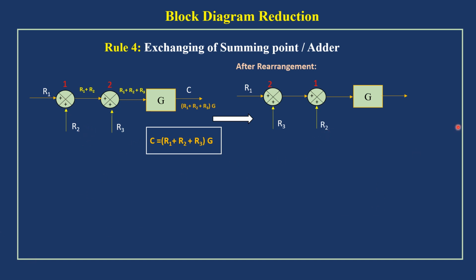Let me find the output. Here R1 plus R3, and this summing point output is R1 plus R3 plus R2, which is R1 plus R2 plus R3. Anyway, it will be the summation of signals. The main output I have termed as C, so C equals (R1 plus R2 plus R3) into G. There is no inclusion of any blocks, so we can exchange the summing points directly. If the summing points are nearby, we can exchange them to reduce multiple blocks into a single block.